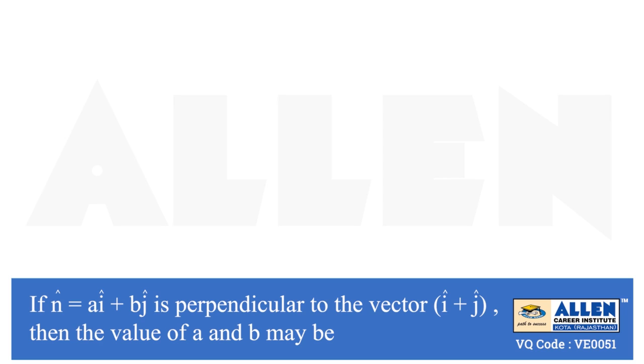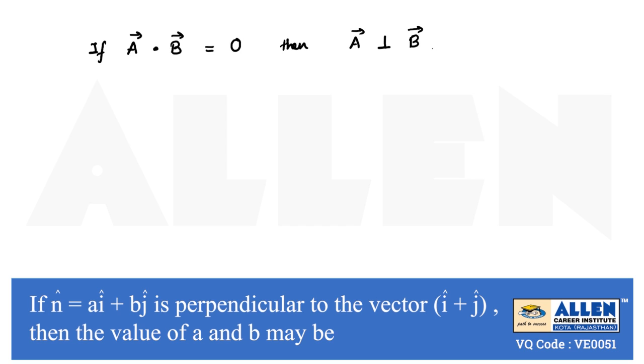If n cap equal to a i cap plus b j cap is perpendicular to the vector i cap plus j cap, then the value of a and b may be. Here two vectors are given which are perpendicular to each other. So if vectors are perpendicular to each other, then their dot product will be 0, or we can say if dot product of two vectors is 0, then a vector will be perpendicular to b vector.